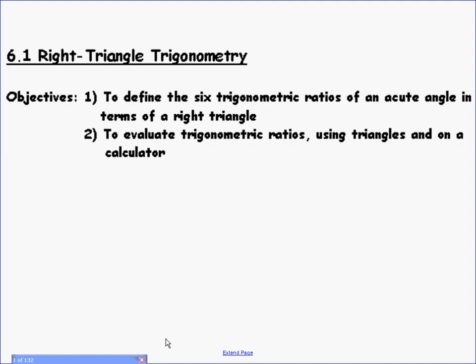In section 6.1, we're going to talk about right triangle trigonometry, and we're going to define 6 trigonometric ratios of acute angles in terms of right triangles, and we're going to learn to evaluate trigonometric ratios using triangles and using a calculator.